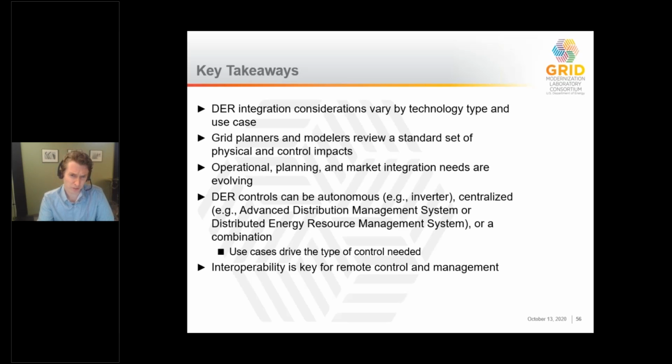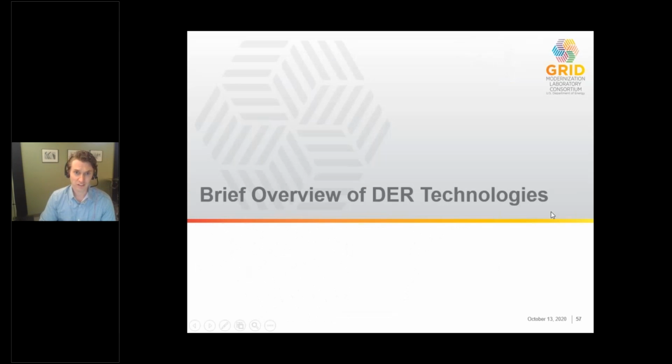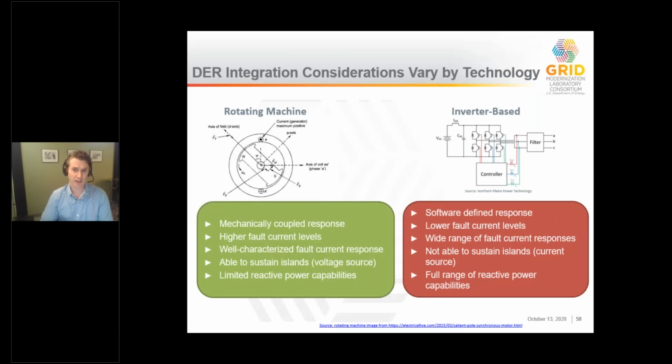And then also thinking about control systems, there are autonomous ones, the inverters controlling reactive power, trying to manage voltage on their own, and then there's centralized systems. And really, it looks like the future is some sort of combination of these decentralized and centralized controls when we think about integrating DER. And then finally, interoperability, or the ability to seamlessly exchange information for monitoring and control, is really a key to integration in the future. So next slide, please. Actually, we can just advance to looking at the types of technologies.